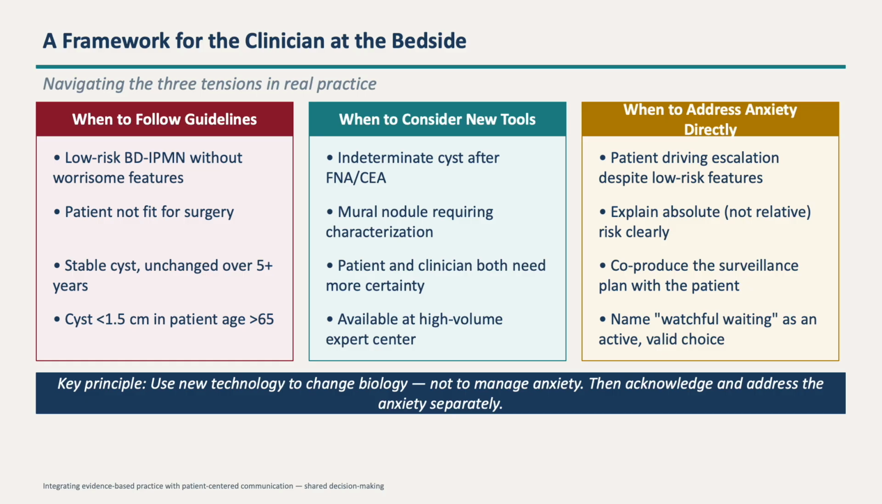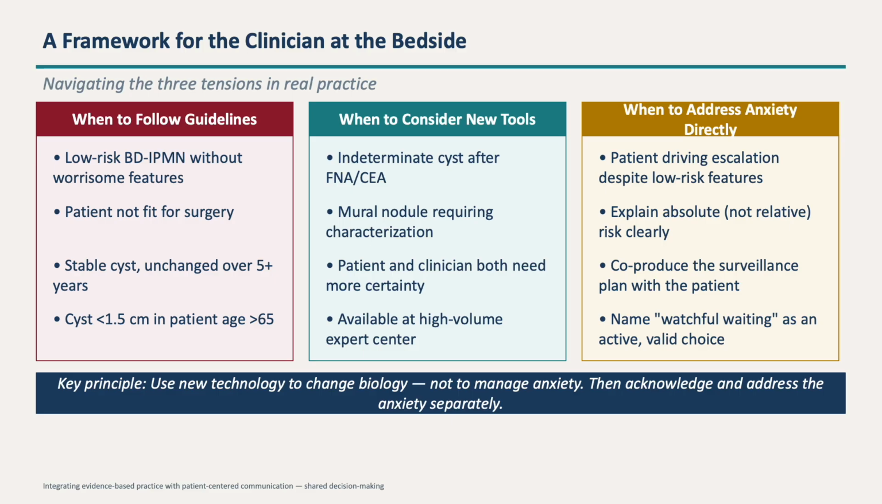So a framework for the clinician at the bedside: navigating the three tensions in real practice. When to follow guidelines: low risk IPMN without worrisome features, patient not fit for surgery, stable cyst unchanged for 5+ years, cyst less than 1.5 centimeters. And you can keep arguing. Whenever I tell this, a surgeon will show me a cyst that was 5 millimeters and had cancer. Now, that's an exception to the rule and should not drive our decision making, but largely we should stay away from surgery in these patients.